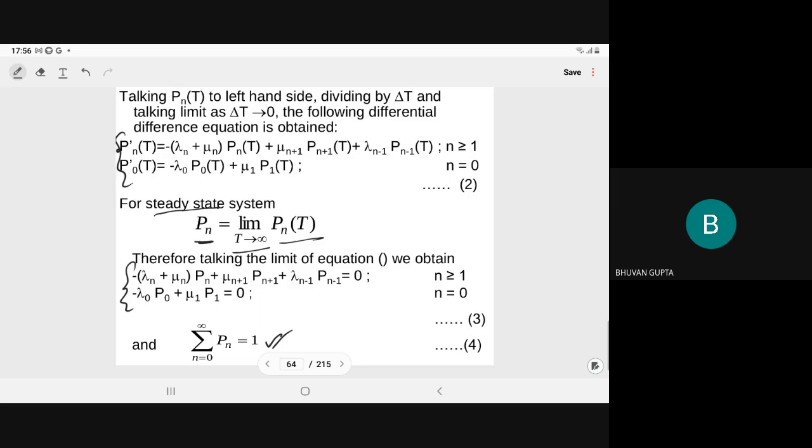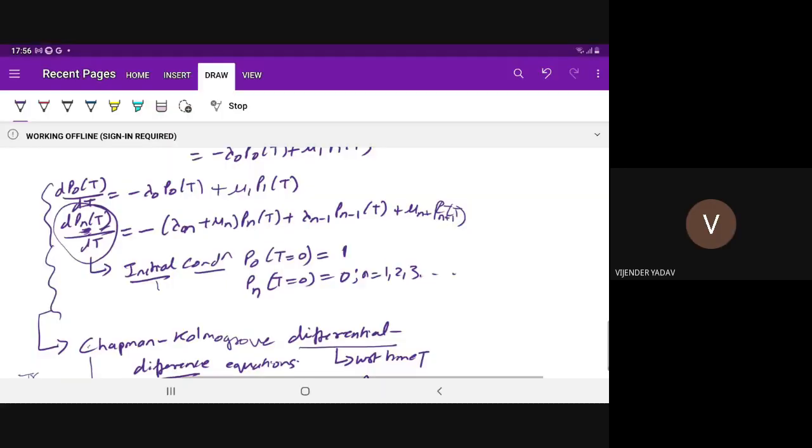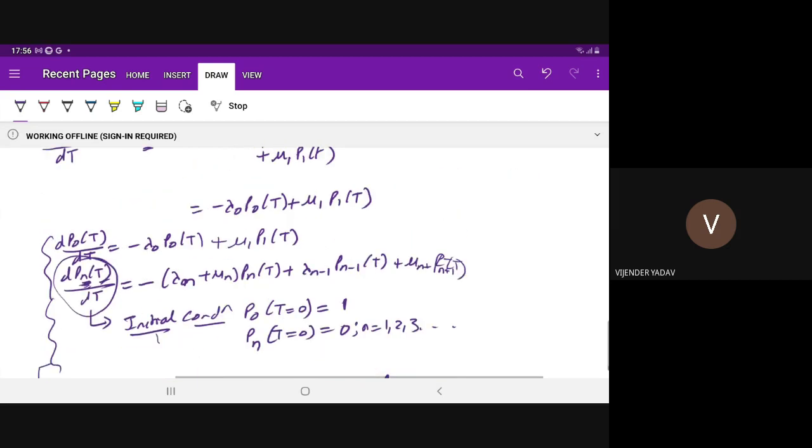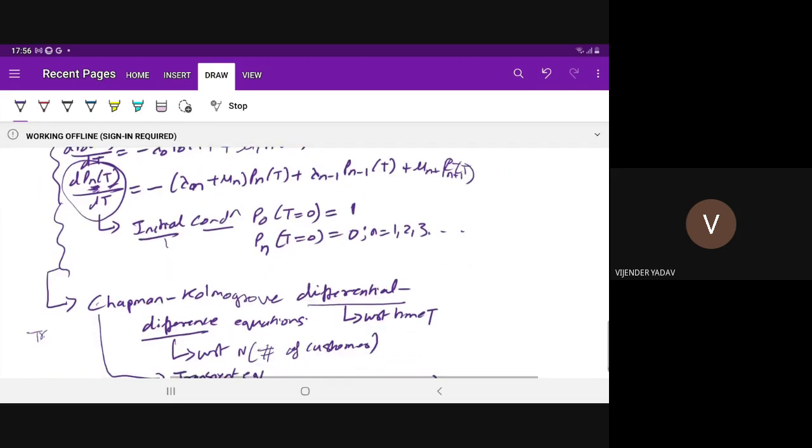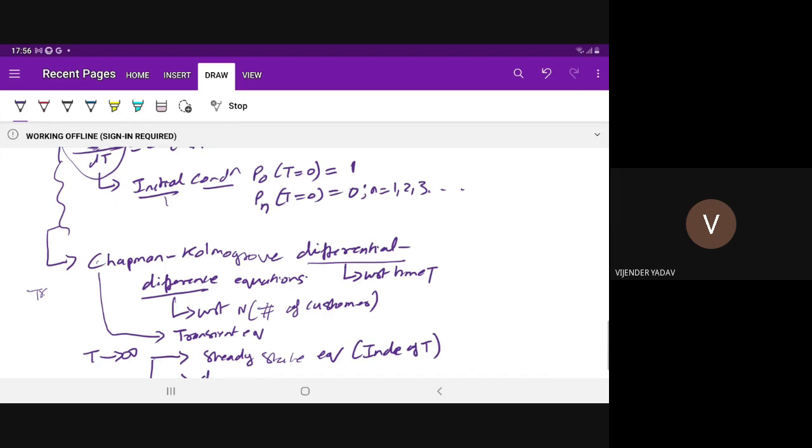Is there any doubt to understand how these equations are coming? Is there any doubt? No, sir. Okay, so now you can leave. Sir, can you share these slides? Slides we will not share. Okay, sir. Okay.